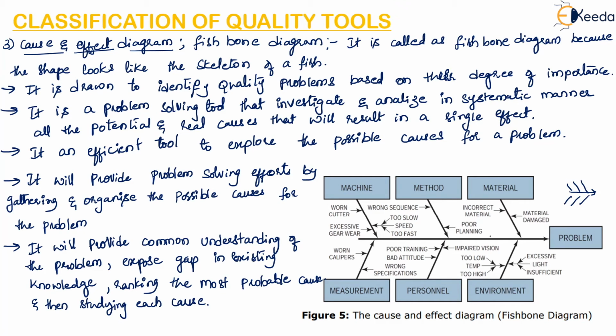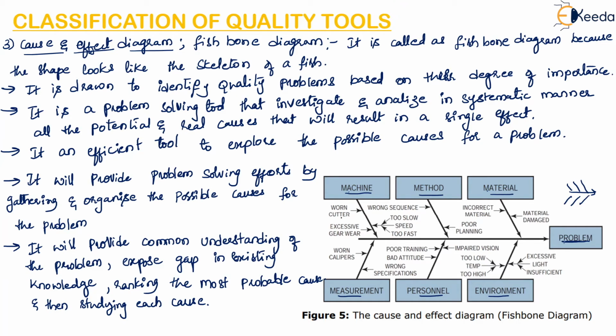Here we can see that there is a problem, that is the head, and these are the elements which are being used in the process: the machine, method, and material. Then there is measurement made with the help of the machine, then the method which is being followed by the personnel, and the material and the effect of the environment. Each of them is being checked for problems.